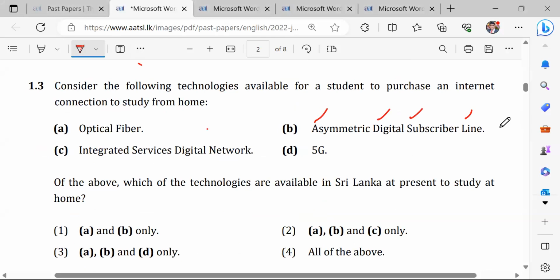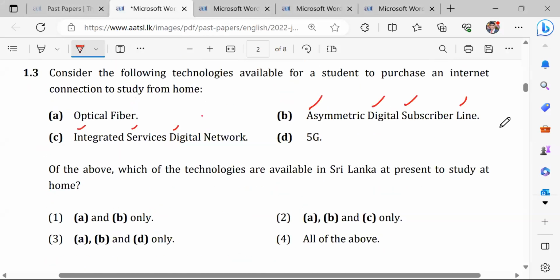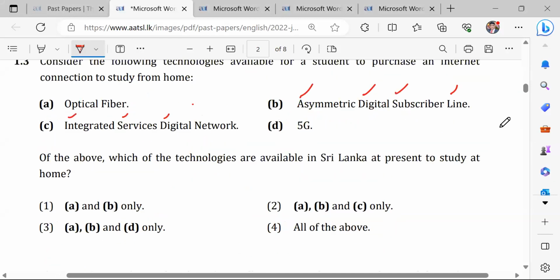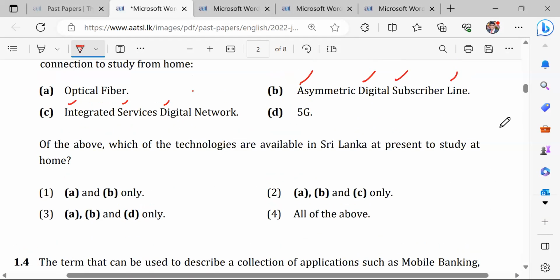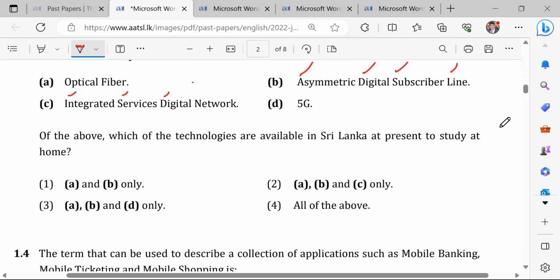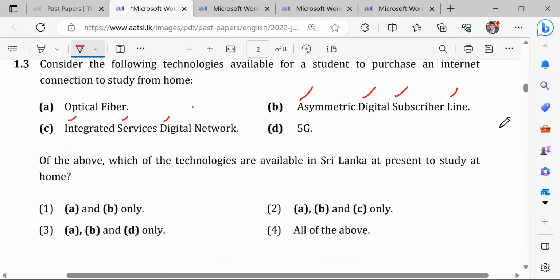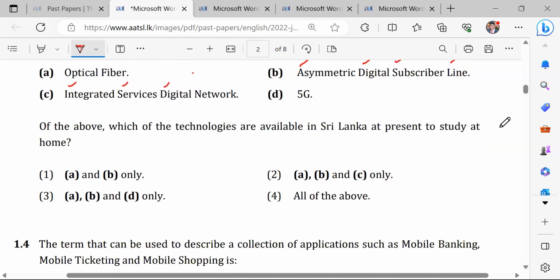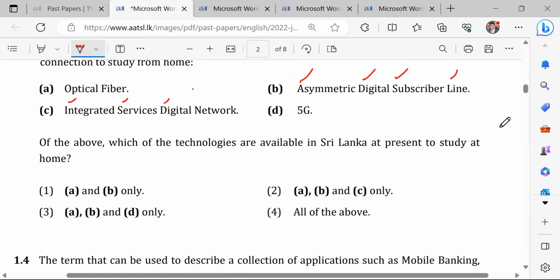Integrated services digital network, that is ISDN. Right? A, B, and C are correct. But D is 5G, right? 5G is not a network option. Still, we are using fiber optic, asymmetric digital subscriber line, and integrated services digital network, but 5G is not an available option.